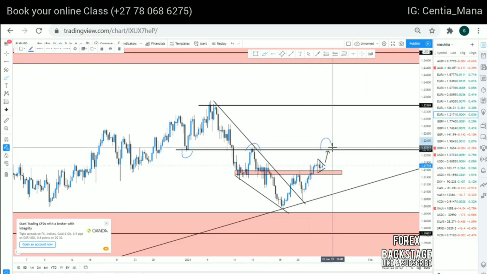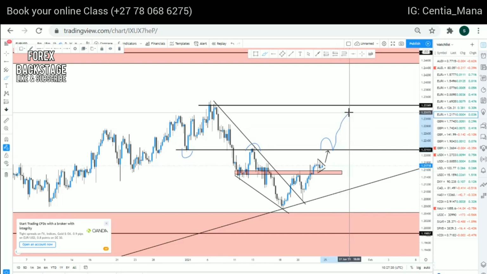If it breaks out, the market will retest. That is where you can also even add more trades if you want, which is what I'm going to do, until probably this level right here, where we will exit. This is where I want to exit.